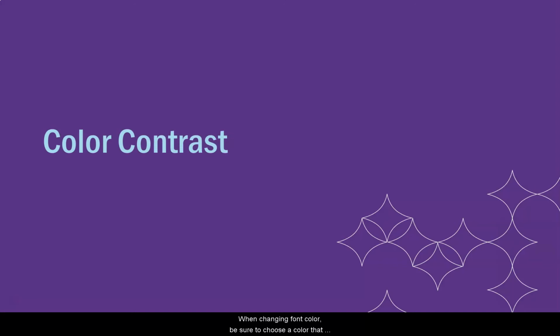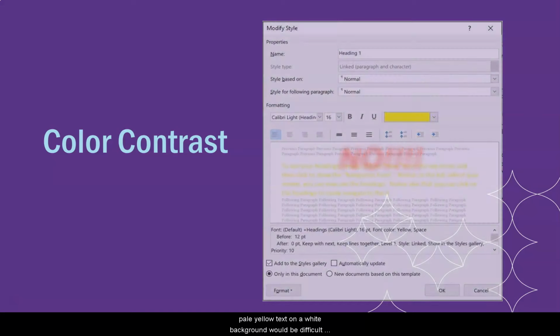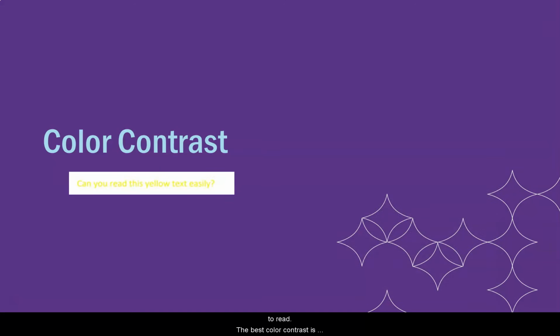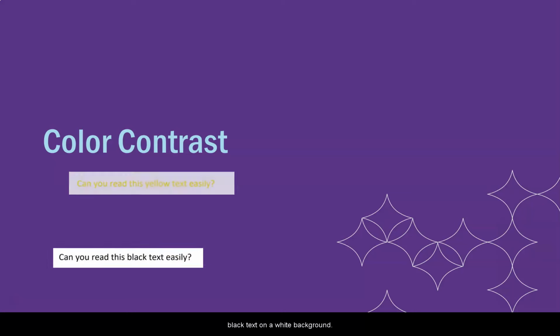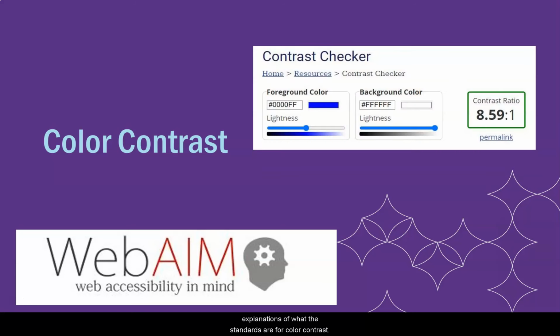When changing font color, be sure to choose a color that has high color contrast. For instance, pale yellow text on a white background would be difficult to read. The best color contrast is black text on white background. WebAIM.org has a helpful contrast checker tool with explanations of what the standards are for color contrast.